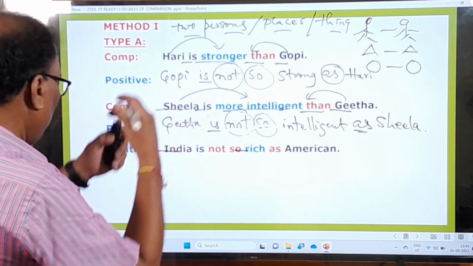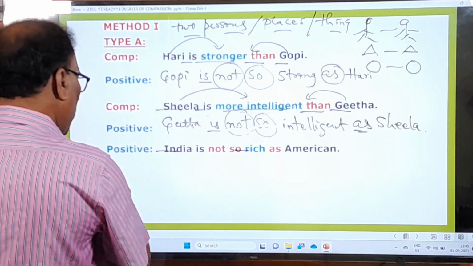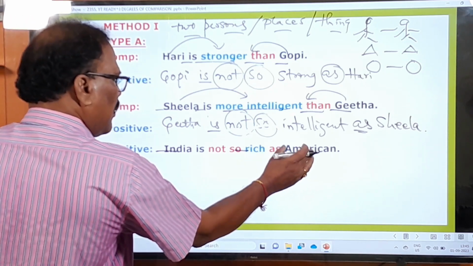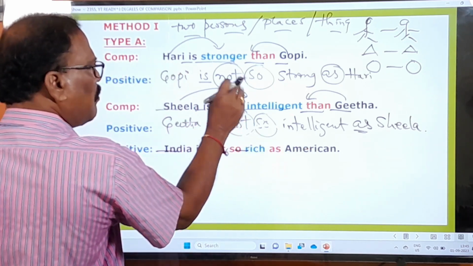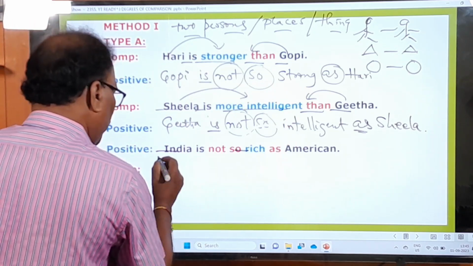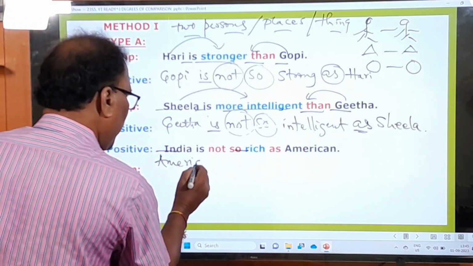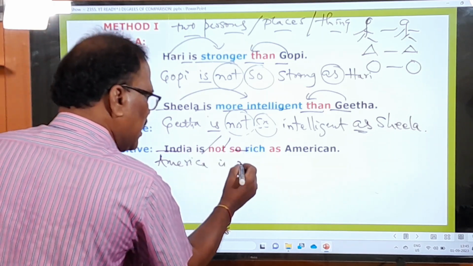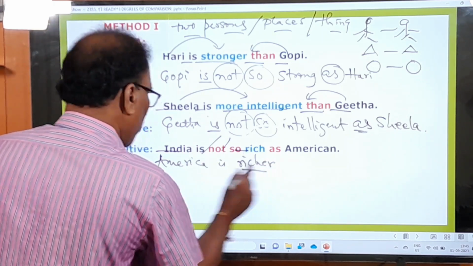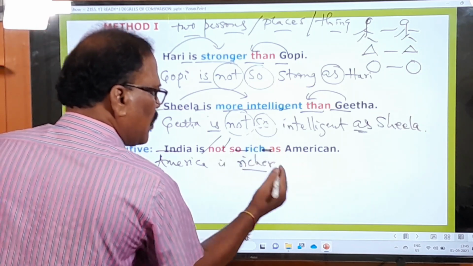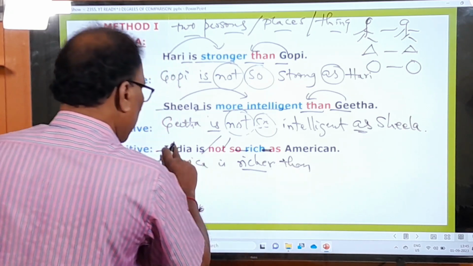Okay, now let us change it into comparative. How to change it? And how did you change this comparative into positive? Remember that the reverse method you have to use. Take this America to the front position. America is, not so you drop, and rich becomes what? Rich becomes richer because it is comparative. And instead of as we have to use than here. Then India will go back.